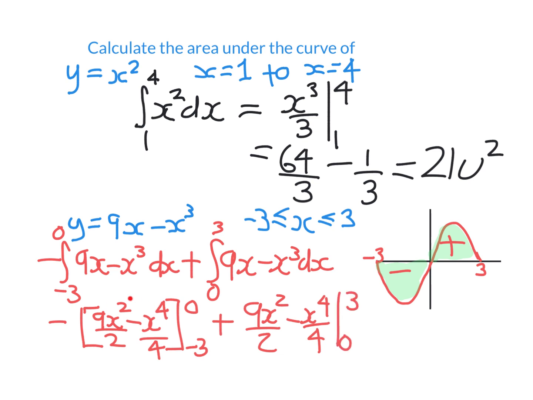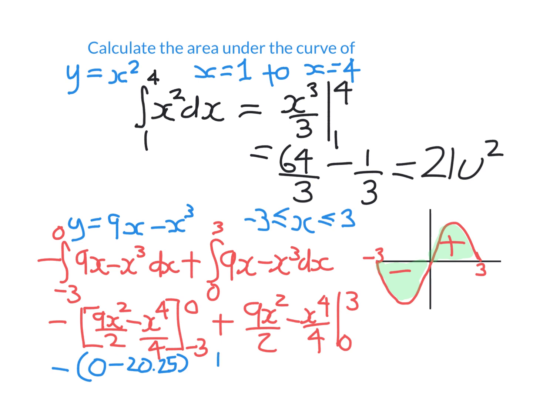All right, let's first calculate this one. If x is equal to 0, this thing just equals 0, so we have minus 0. Now, if x is -3, we get 20.25. So we evaluate the function at 0 and subtract the function evaluated at -3. You can see this would have been -20.25. That's why we put the negative there.